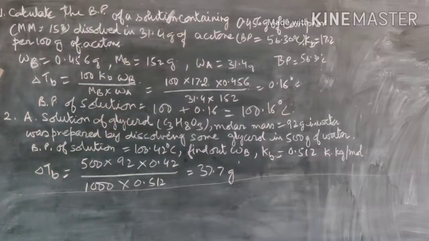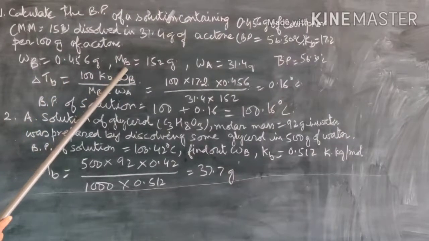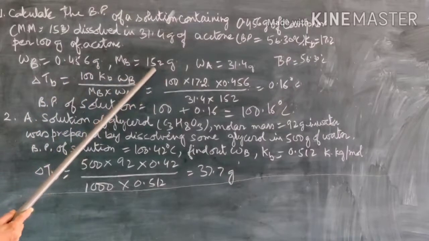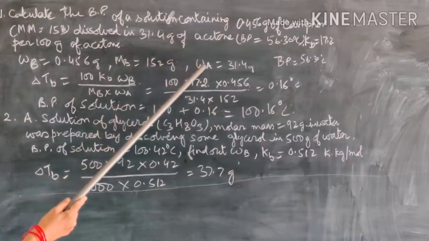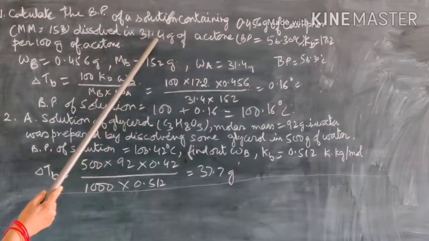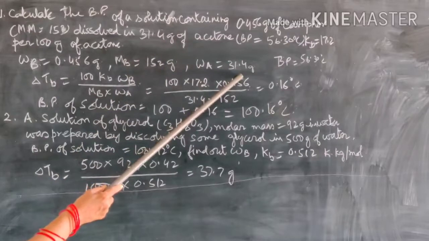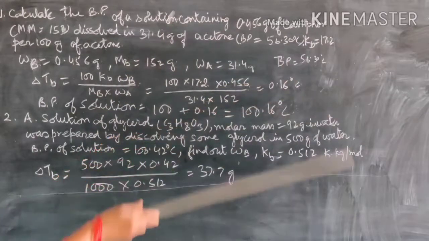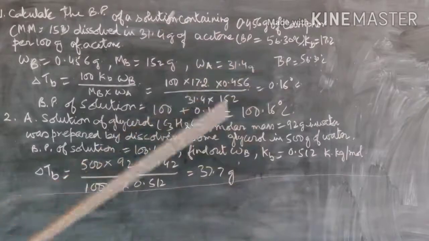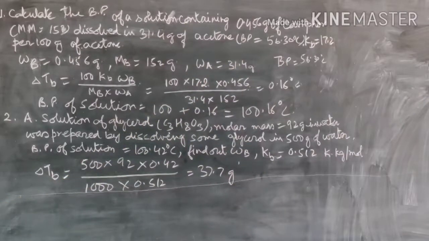So now we can write here Wb, the mass of solute, which is given as 0.456 gram. Mb is the molar mass of the solute, that is 152 gram. Wa is the mass of solvent taken, that is 31.4 gram, and the boiling point of acetone is 56.30 degrees Celsius.